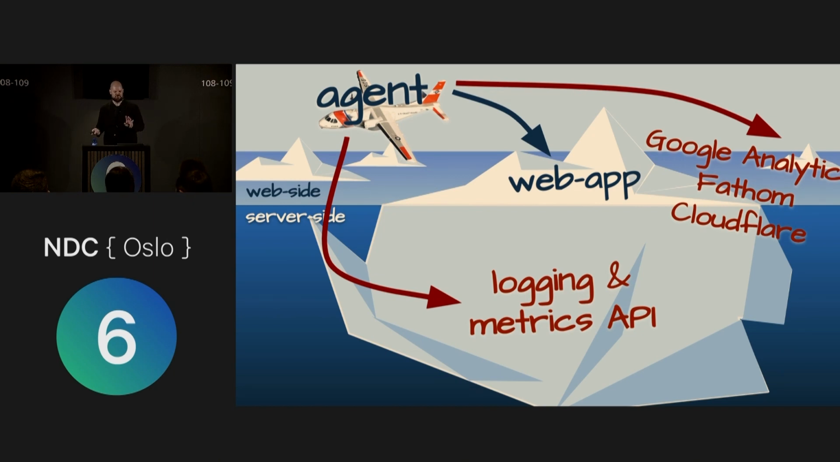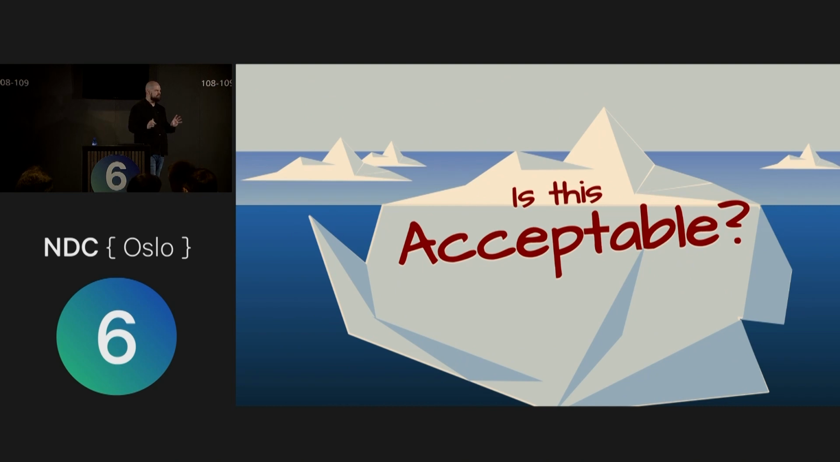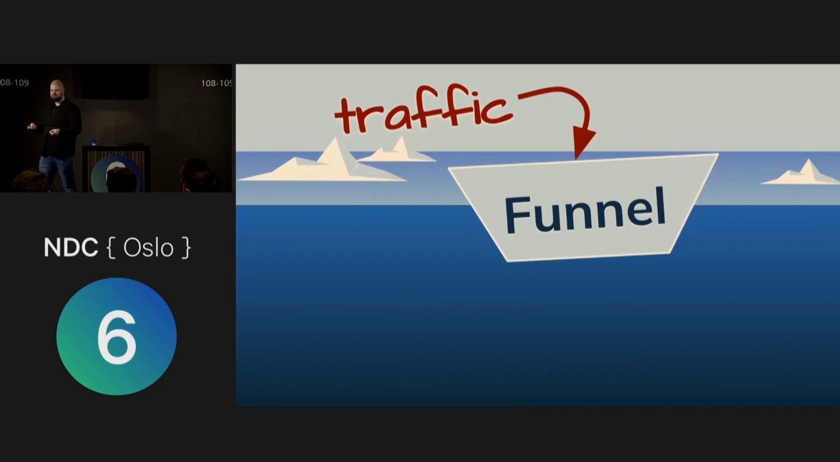But they're all super important because they help us answer a single question. Is this acceptable? Is the current state of my application acceptable? Is this error rate okay? Is this performance okay? Is the user able to accomplish the things that they need to do? And how does it help us answer that? It answers that with a concept called a funnel.